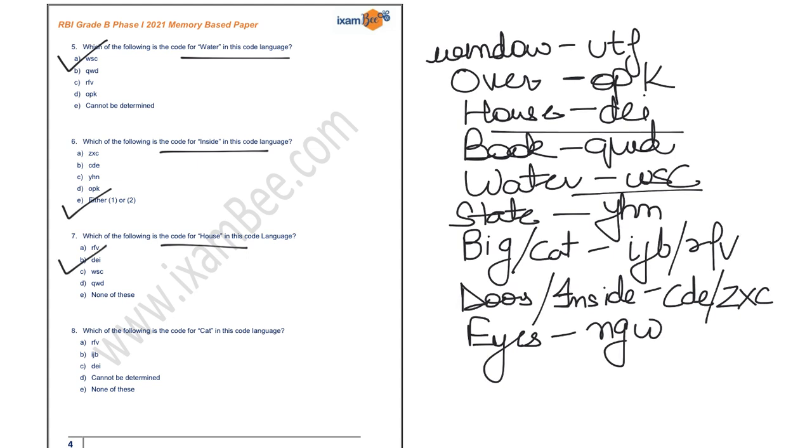Now your eighth question states which of the following is the code for cat in the coding language. So the code for cat is IJB or RFV. So we are not sure. So the answer for this particular question is option number D, that is cannot be determined.